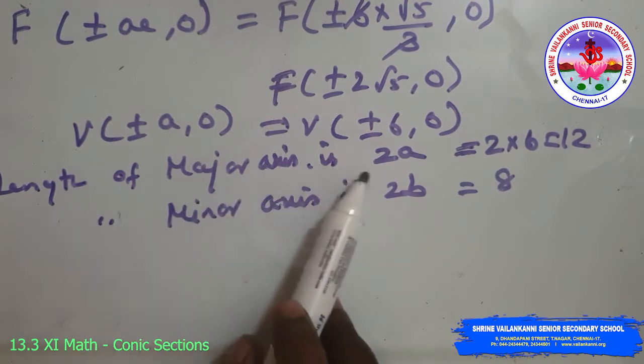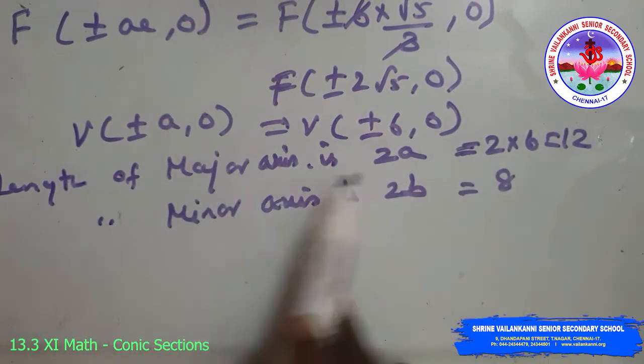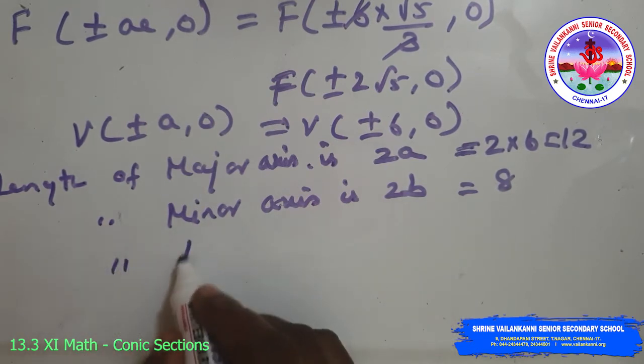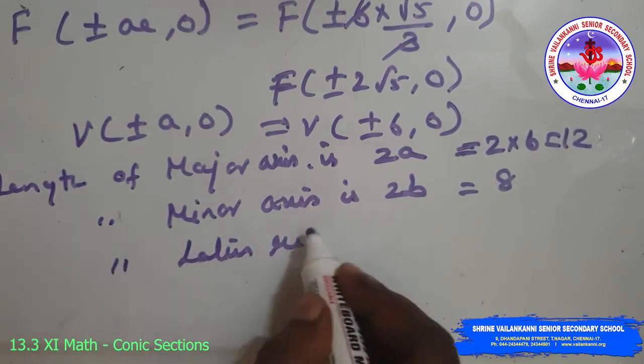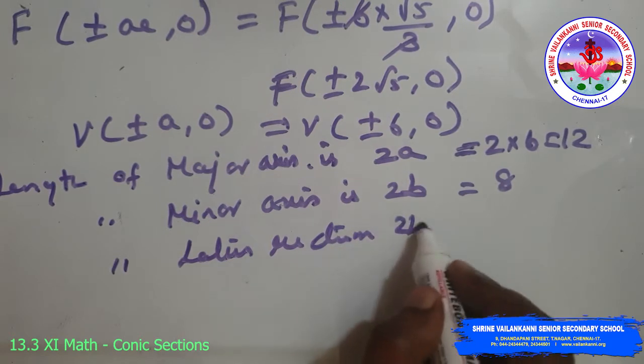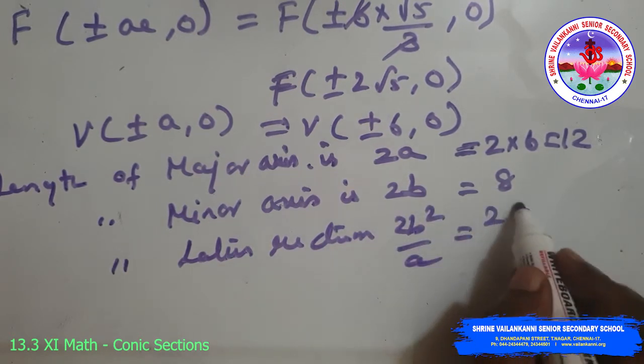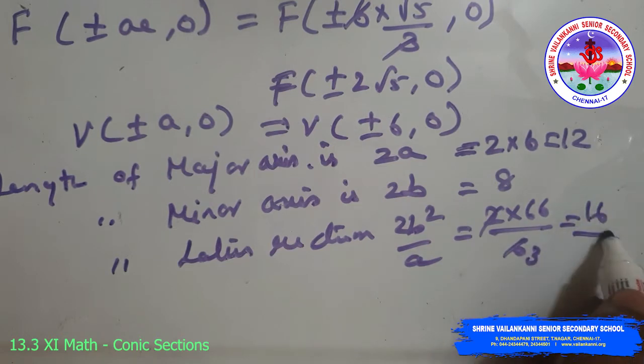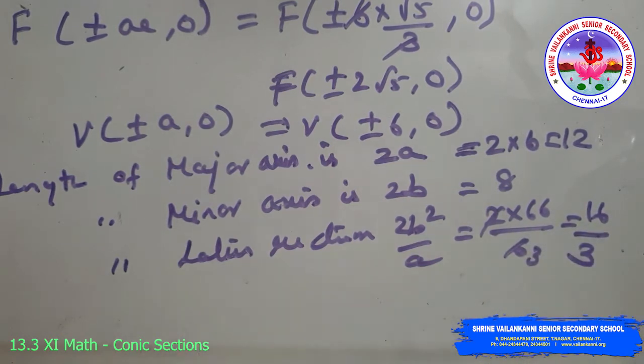Length of major axis is 2a, so 2 into 6, which is 12. Length of minor axis is 2b, which is 8. So length of lateral rectum is equal to 2b square by a. So 2 into 16 by 6. So cancelling this, we get 16 by 3. So length of the lateral rectum is 16 by 3.